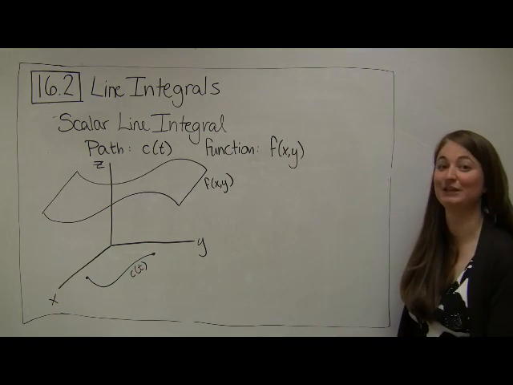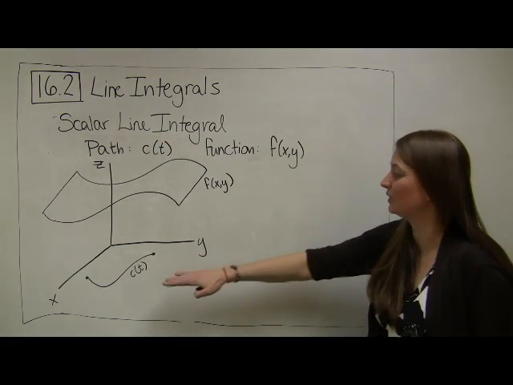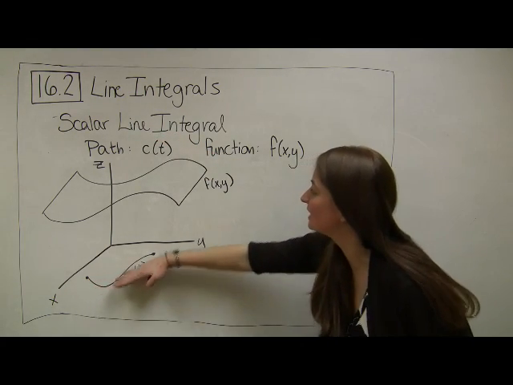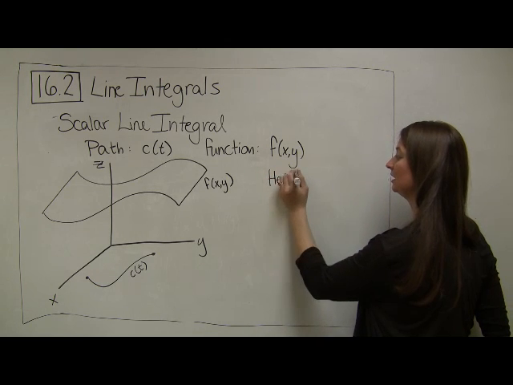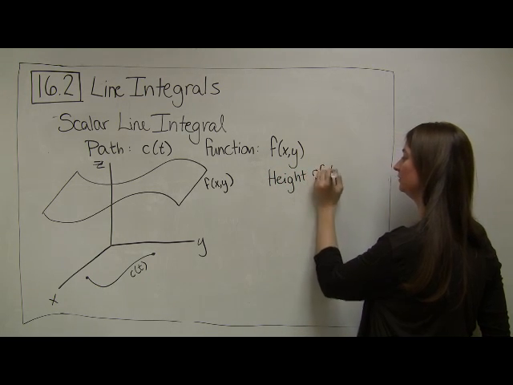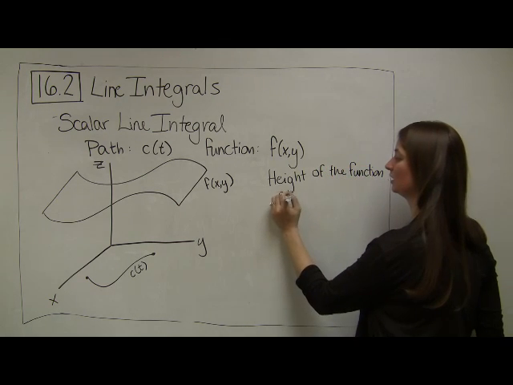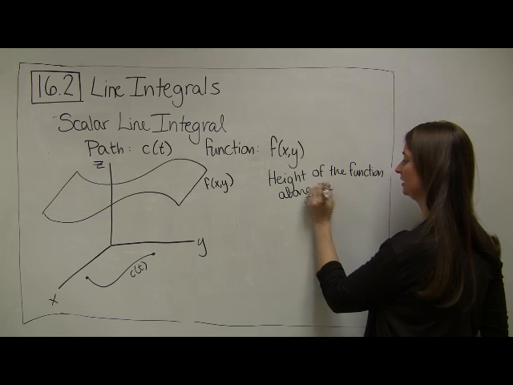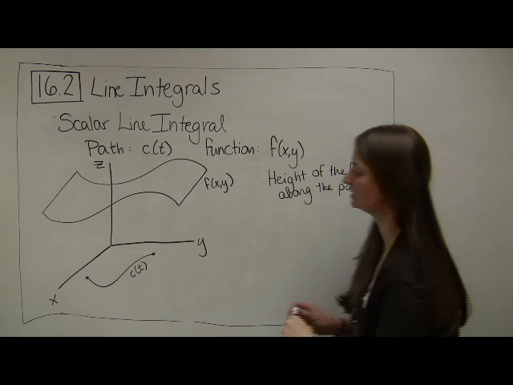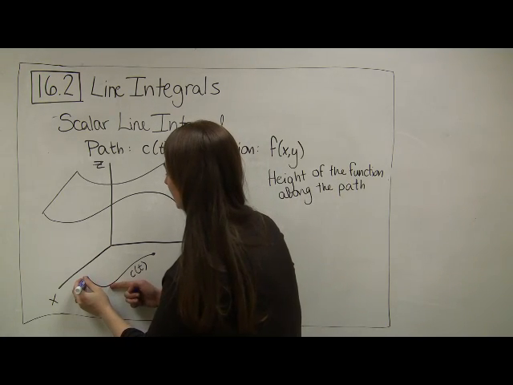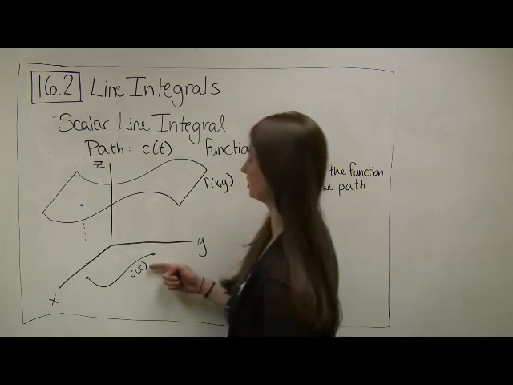What is a line integral geometrically? So geometrically, our scalar line integral, we're going to compute the height of the function along the path. So hopefully that's a pretty intuitive concept. The idea is that for every point along this path, it's going to map up to some point that lives up here on this magic carpet, right?